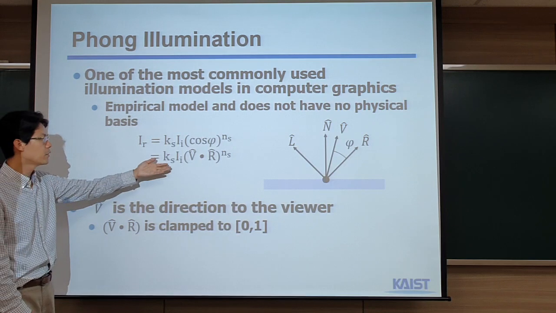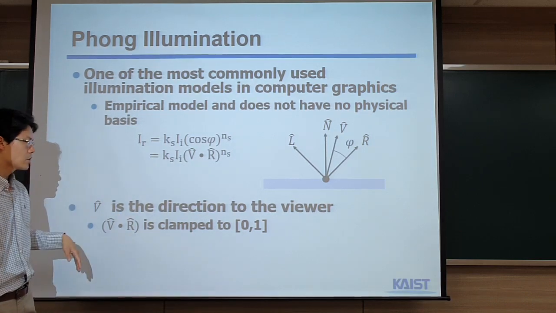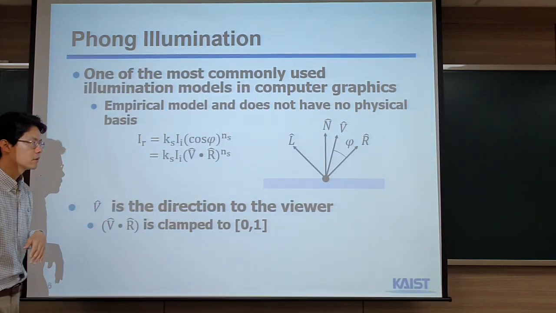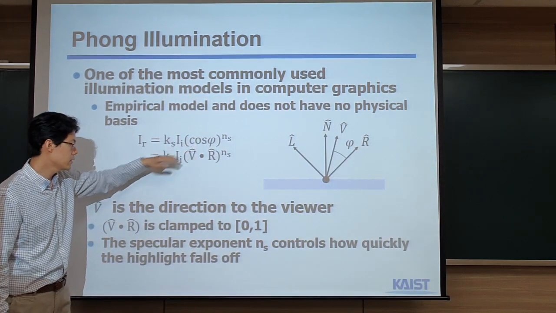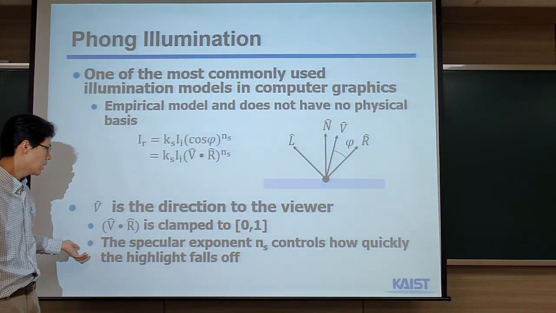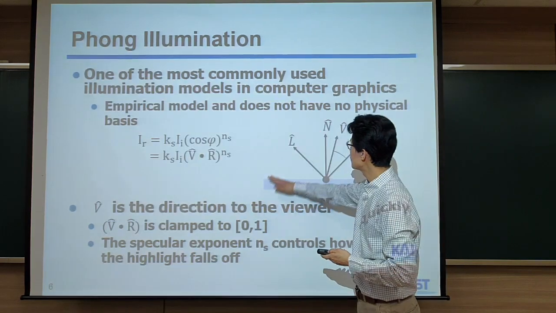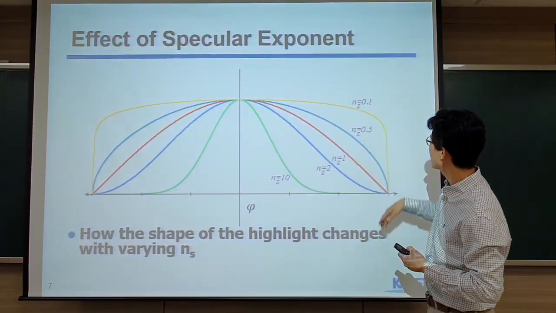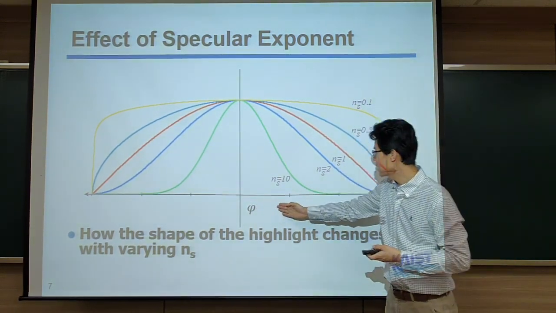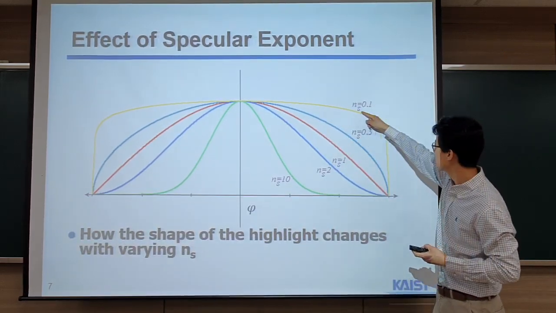Sometimes the dot product between the V vector and the R vector may have a negative value depending on their angle, so this component should be clamped between 0 and 1 to avoid any negative value. Then the specular exponent Ns controls how quickly the highlight falls off. Let me show this. This is the angle between the V and R vectors, and as we get this Ns value very small, like 0.1, then as the angle gets larger and larger, this term still maintains and then goes down here.